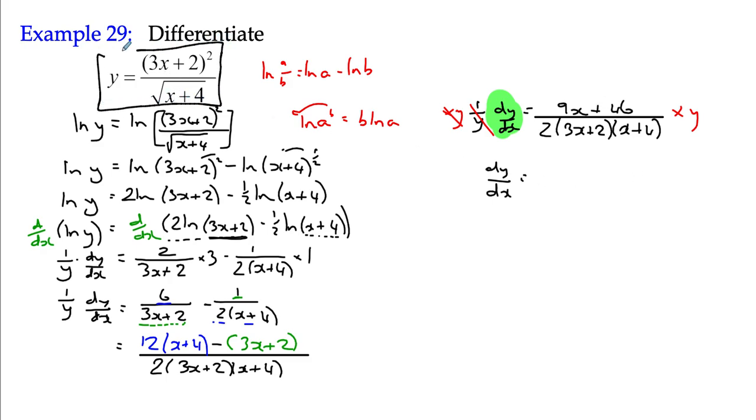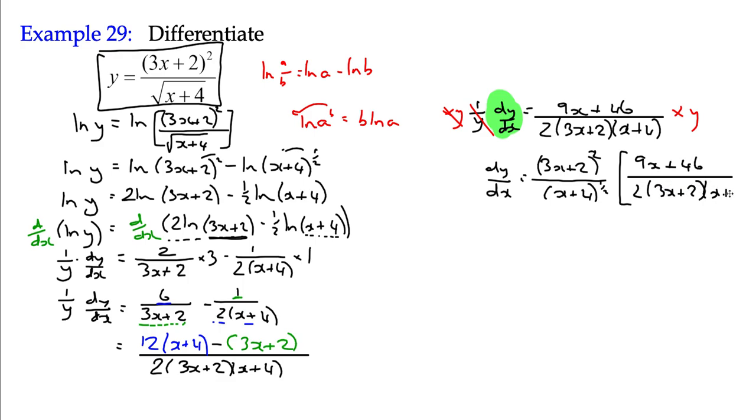So we can write that in as 3x plus 2 squared over, I'm just going to keep it in index form just now for reasons which will become apparent, multiplied by, well, our big fraction here, and I'm going to keep using my line tool. So we've got 9x plus 46 over 2 times 3x plus 2 times x plus 4. Lovely. Now we can actually simplify that.